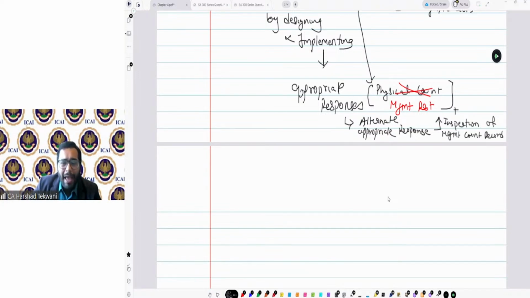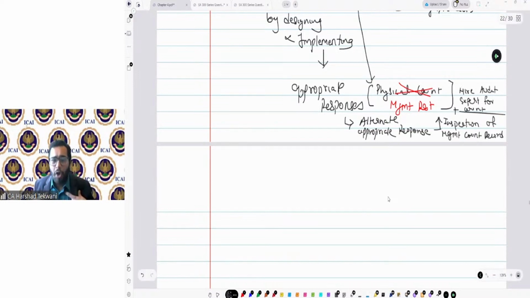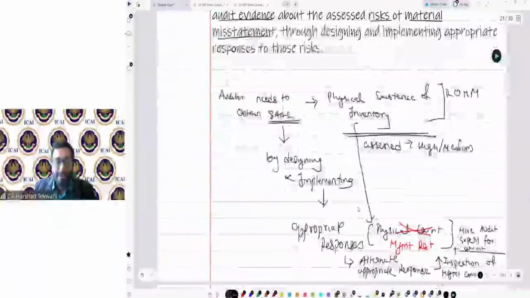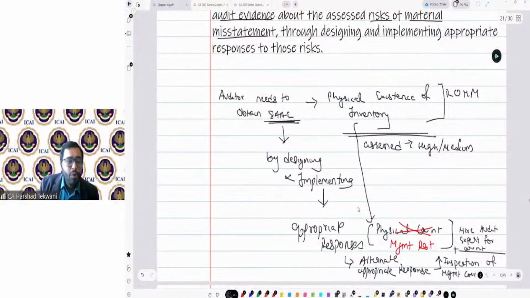Plus, I could hire a specialist, an audit expert, for the count. If management is not allowing me, I can hire an expert to count the inventory on my behalf because he might be an expert in counting such chemicals. So, an alternate appropriate response, or I can inspect the management count records, which will give me some evidence. But at the end, I need to have sufficient and appropriate audit evidence.